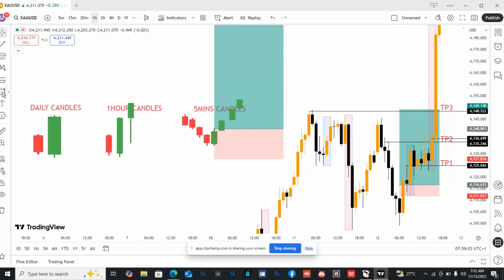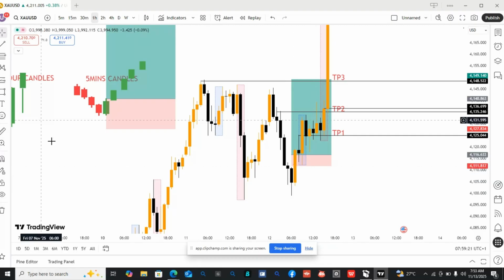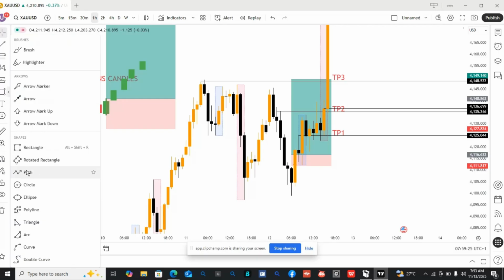So having said this, we'll go to the chart. Let me show the trade that I took yesterday. I took this trade yesterday. Okay, so let's go to the chart. Let me show you. All right. This is exactly where I took this trade. So let's analyze.